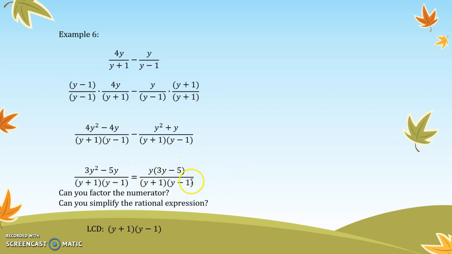Notice we don't have any common binomials, so we cannot cancel anything out. So at this point, we're done.